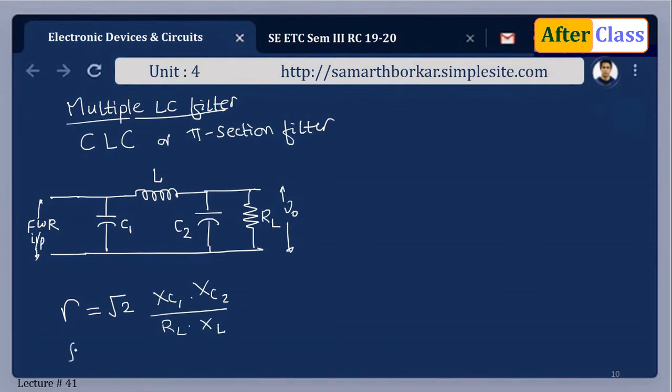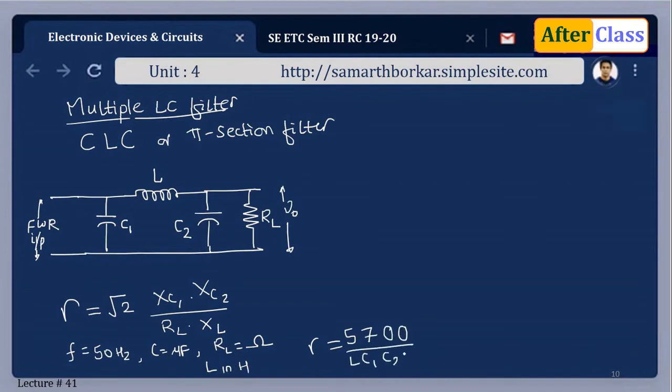Now if the frequency is 50 Hertz, C is in terms of microfarad, RL is in terms of ohms, and L in terms of Henry, then this value of R is equal to 5700 divided by L C1 C2 RL.